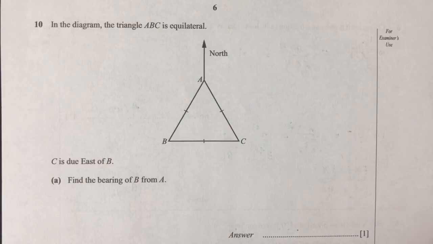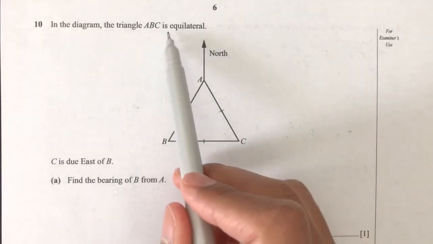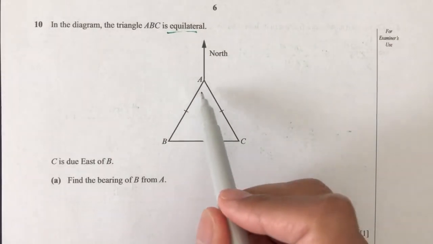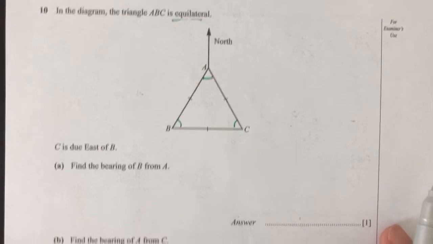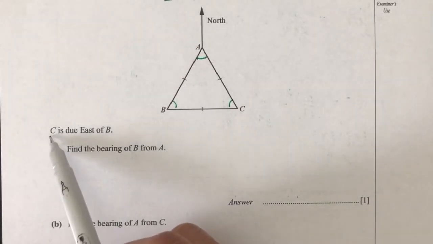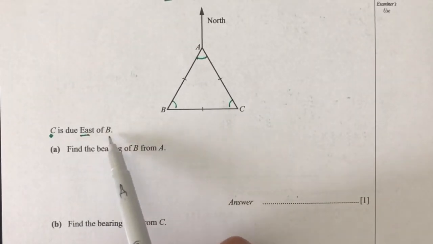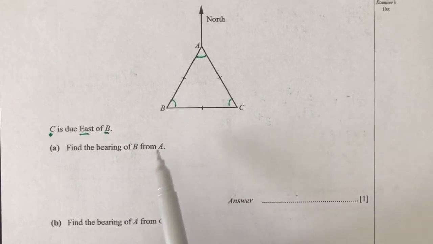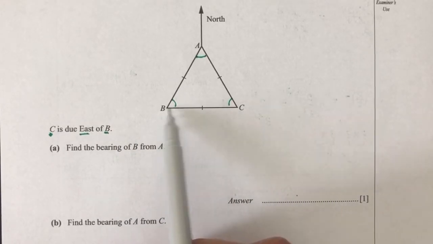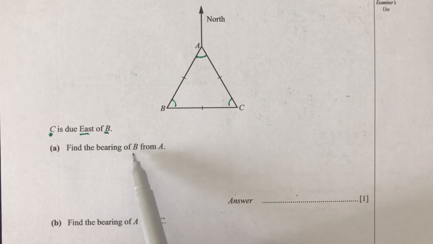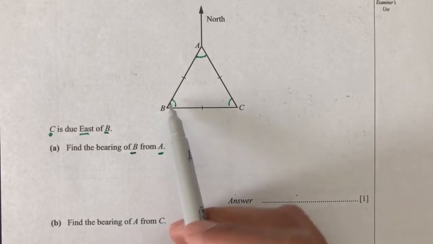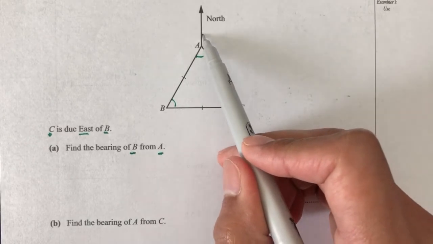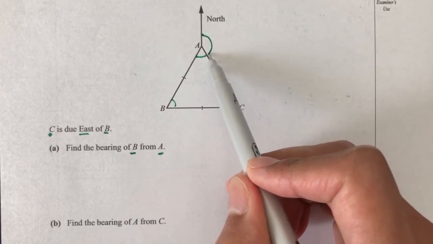Question number 10. In the diagram, the triangle ABC is equilateral. It means that all the sides are equal and all the angles are the same as well, which is 60. Now, part A, C is due east of B. Find the bearing of B from A. So B from A, we have to find this angle.